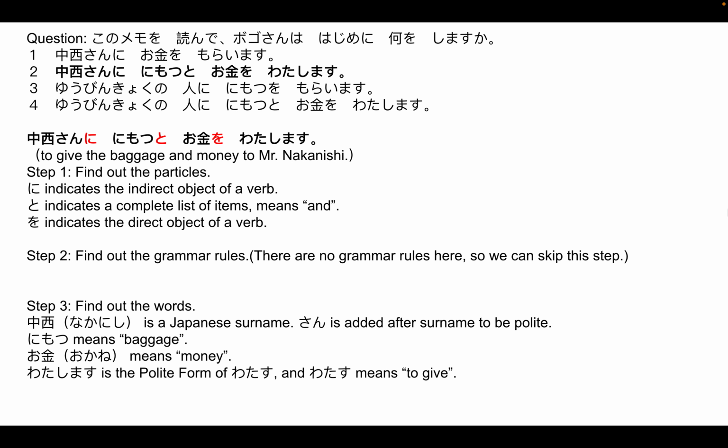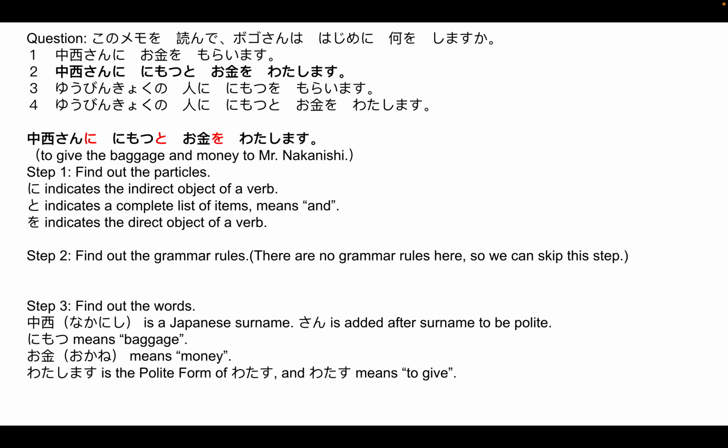Nakanishiさんに荷物とお金を渡します。To give the baggage and money to Mr. Nakanishi. Ni indicates the indirect object of a verb. To indicates a complete list of items, means and. O indicates the direct object of a verb.